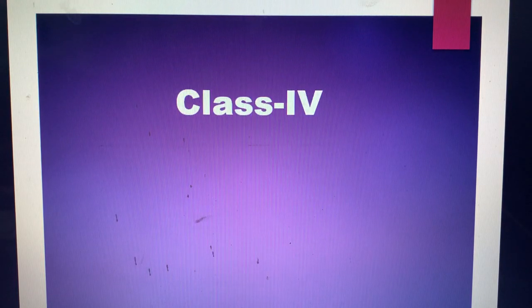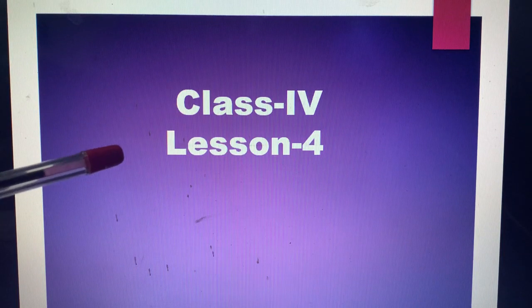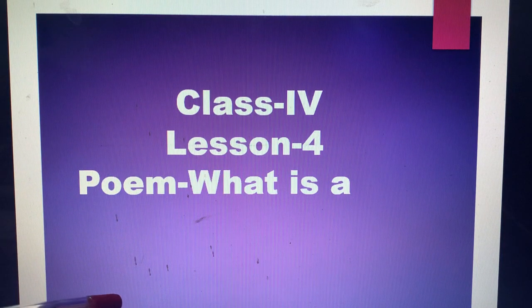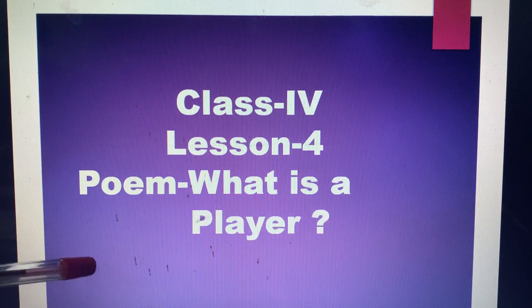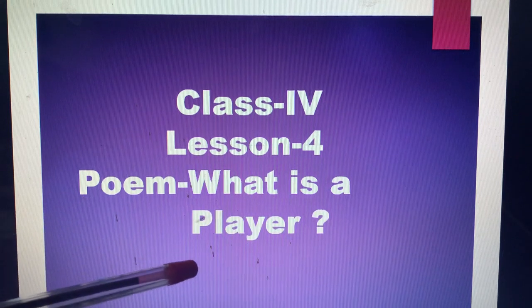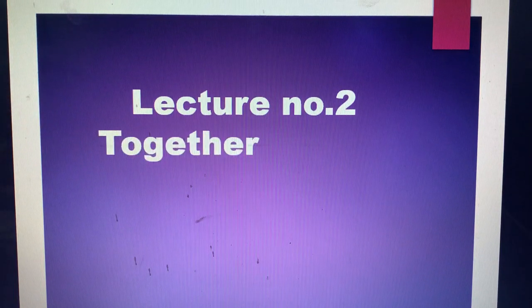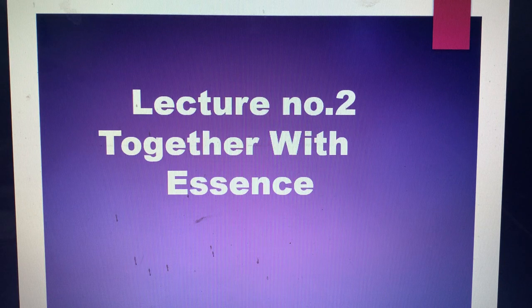Fine. So, this is for class 4th and it is lesson number 4, which I have already told you. Poem, "What is a Player?" We are asking a question, so that's why we are putting a question mark after that. It is lecture number 2. Lecture number 1 we have already done from your book, Together with English.